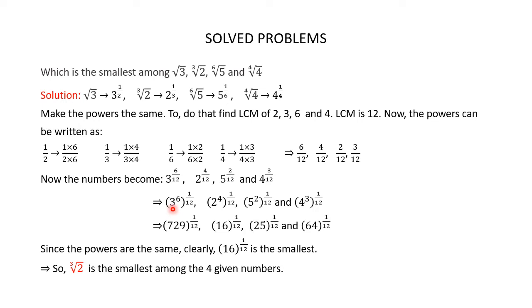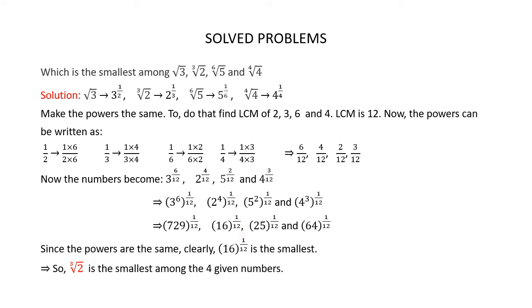Now 3 to the power 6 is 729. So this number becomes 729 raised to the power 1 by 12. 2 raised to the power 4 is 16. So this number becomes 16 raised to the power 1 by 12. 5 squared is 25. So this number becomes 25 raised to the power 1 by 12. 4 cubed is 64. So this number becomes 64 raised to the power 1 by 12. Now the powers of the four numbers are the same.